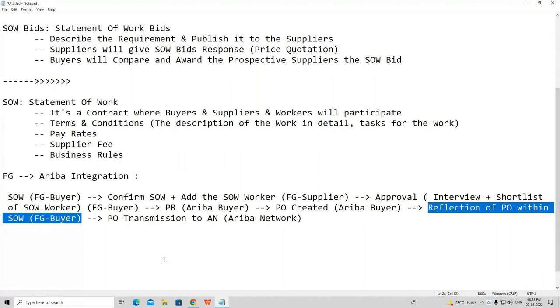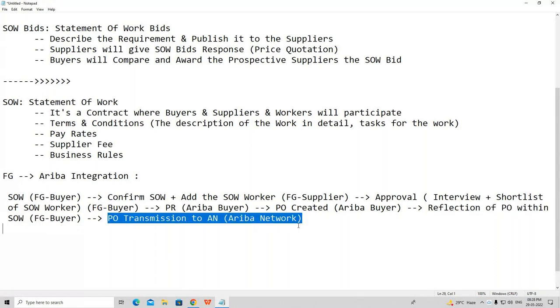I need the PO. Yes, SOW is a legal agreement, I totally agree. But where is the PO? PO is a general process in procurement, whether advanced services procurement, services procurement or material procurement. PO must be there. So that is why this PO is transmitted to Ariba Network. And as I told you a few moments ago, Ariba Network is the portal where the supplier will log in to check those POs.